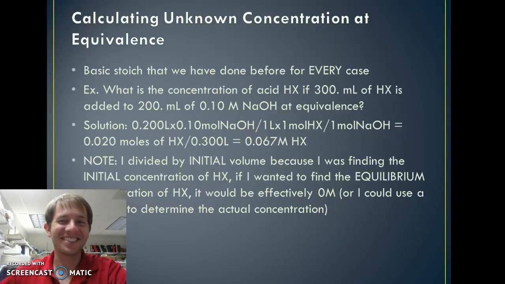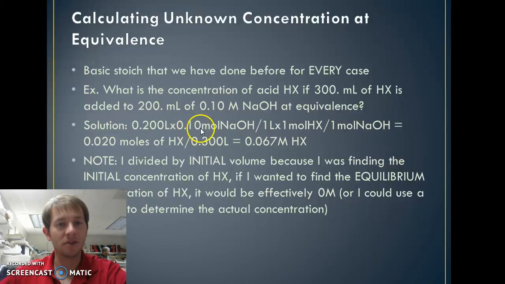Calculating unknown concentration at equivalence. This is basic stoich that we've done before. Think chapter 4. If you're calculating a concentration of something at equivalence, all you're going to be saying is, okay, what's the reaction? Writing it out. You're looking for how many hydrogens, how many hydroxides, so you know the mole ratio. If the mole ratio is 1 to 1, as it is in this problem, then what you're going to be doing is you're saying, okay, how many moles do I have?